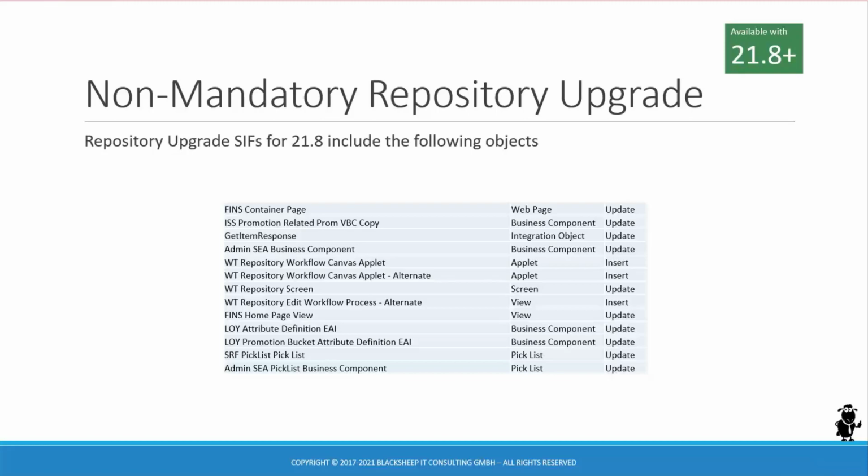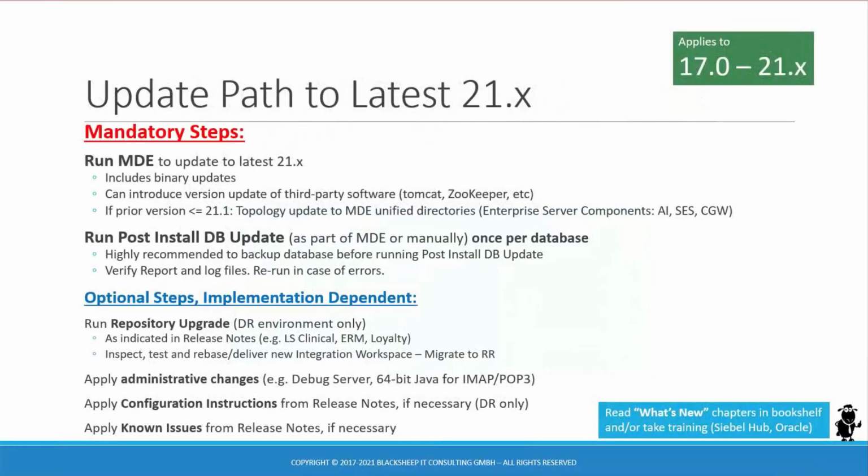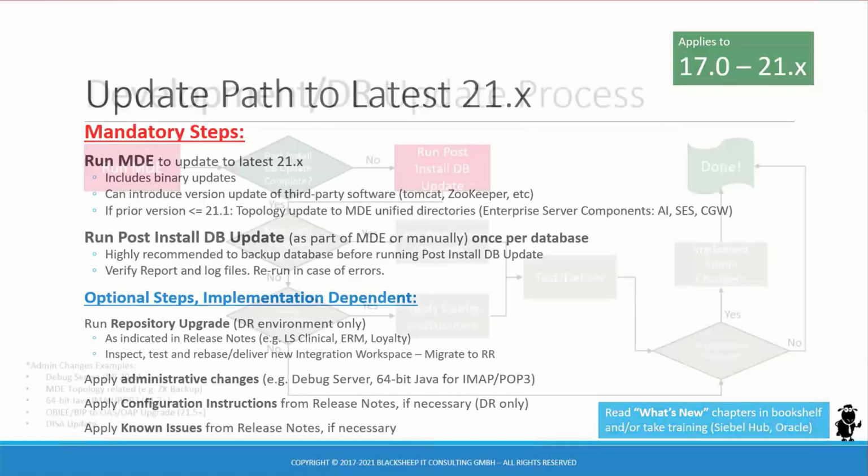Nothing happens really when you apply the repository upgrade. When you deliver that, you still have a workflow editor in the Web Tools. Okay, so these slides I always include, but I also have them in the YouTube video for 21.8. What are the steps to get to 21.x, 21.8 included? Still MDE plus post-install database update once per environment, optional repository upgrade, administrative changes, configuration instructions if need be.